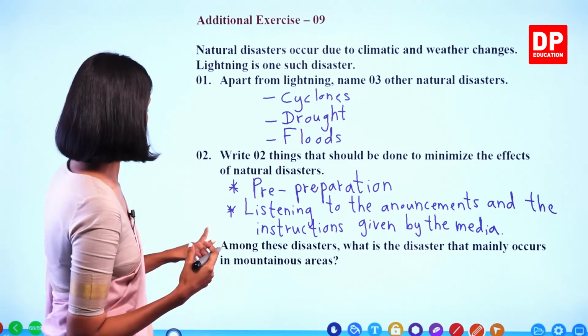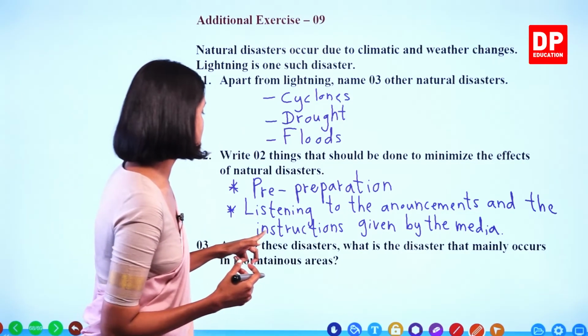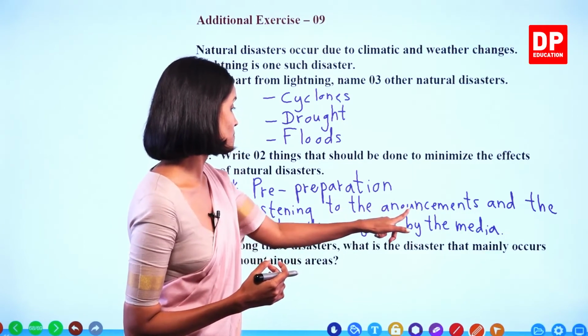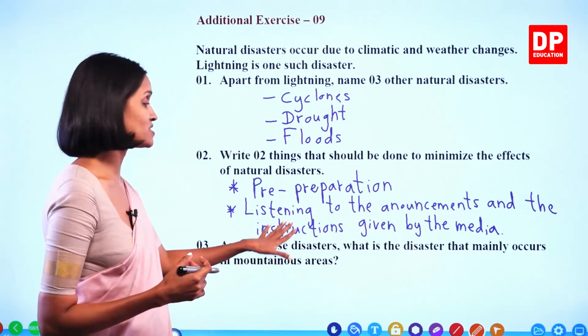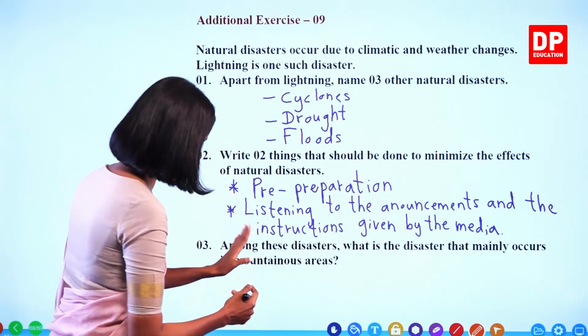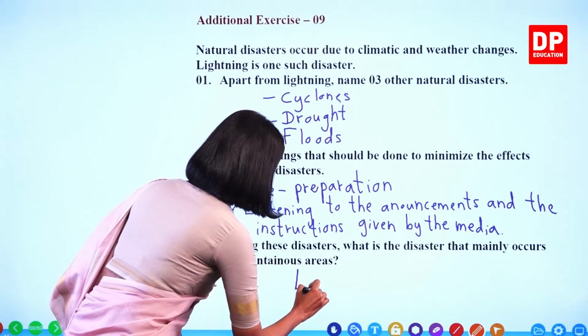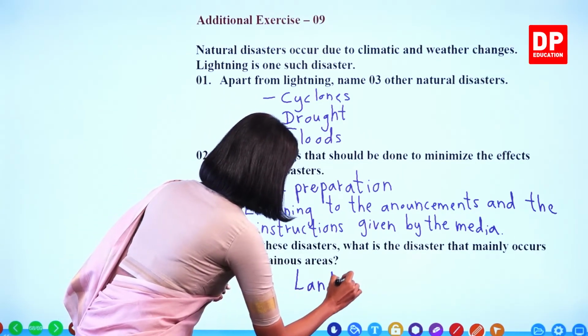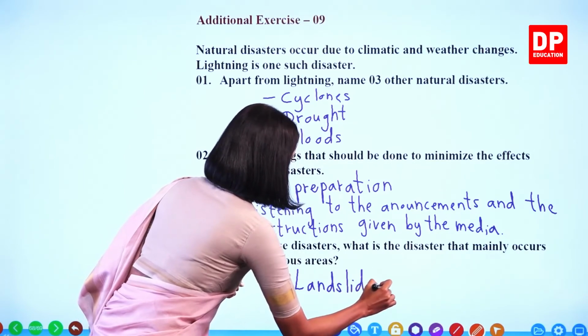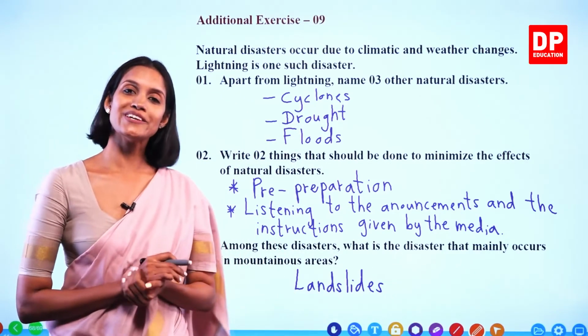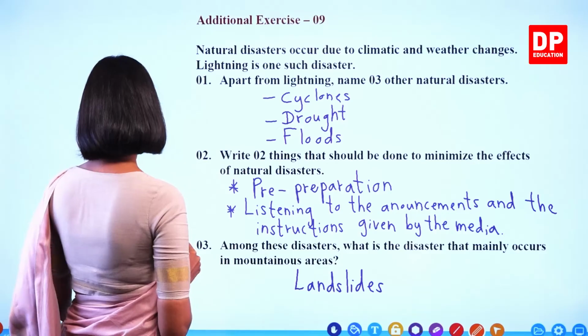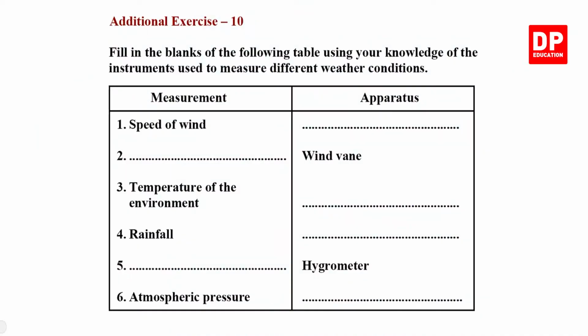Okay? Next one. Among these disasters, what is the disaster that mainly occurs in mountainous areas, so hilly areas? That is specifically landslides. Okay, children? We'll move on to the next. So this is our last activity.